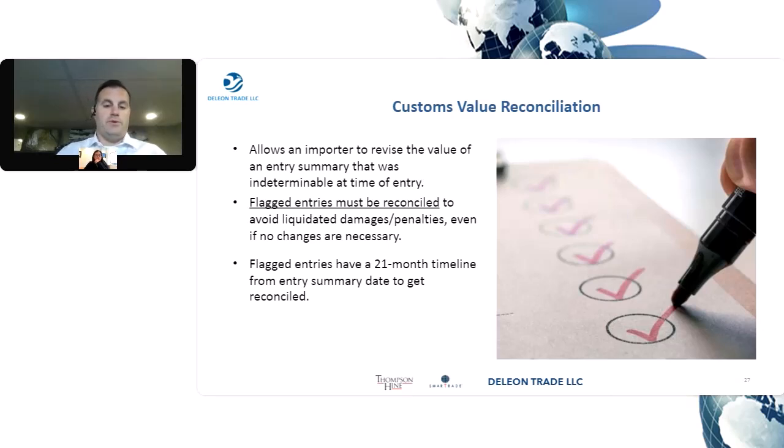You have to have a value reconciliation bond rider to do it. And then you can instruct your broker to flag entries for value reconciliation. And then you have 21 months from the entry summary date to reconcile those entries. The one thing I'll say is, once you flag, you have an obligation to reconcile. Even if there is no change in value, you have to file what's called a no change reconciliation. So no matter what, you have to file. And if you don't file, or if you're late, you will get a liquidated damages notice from customs. They automatically come every month once you start going late.